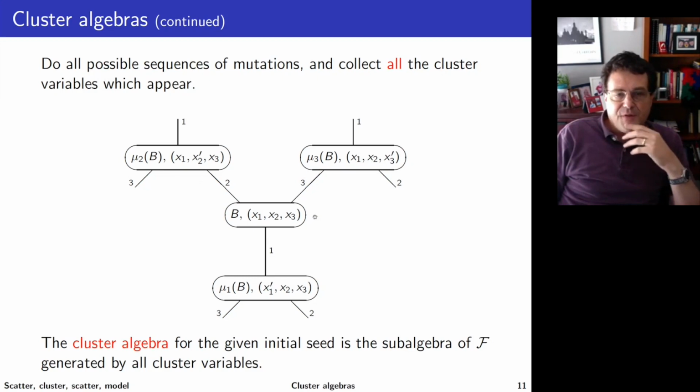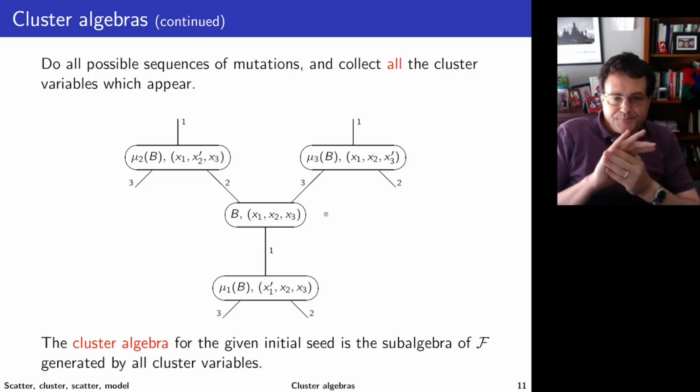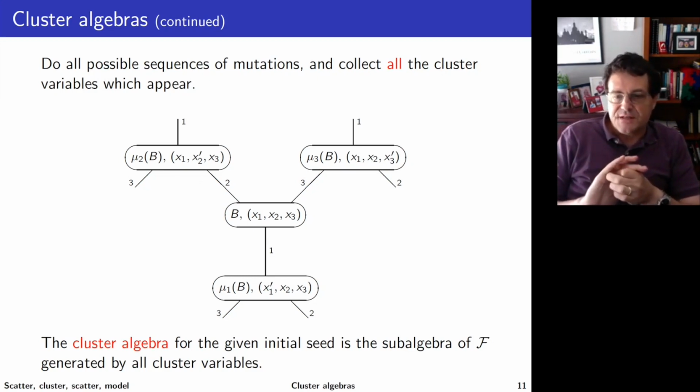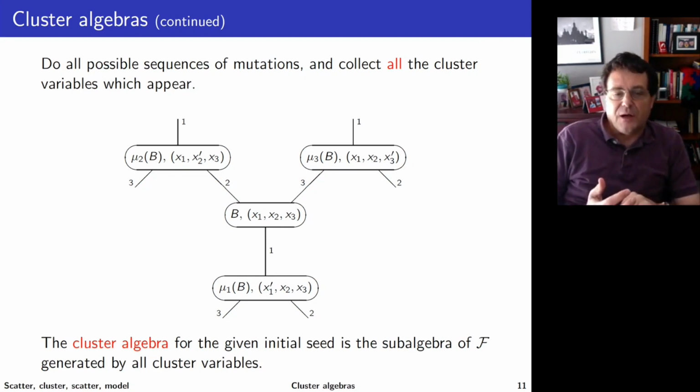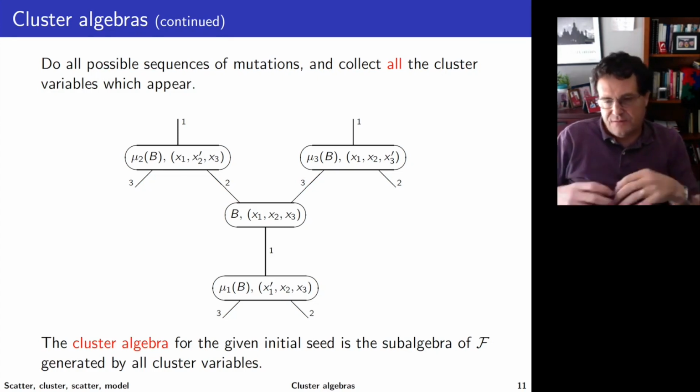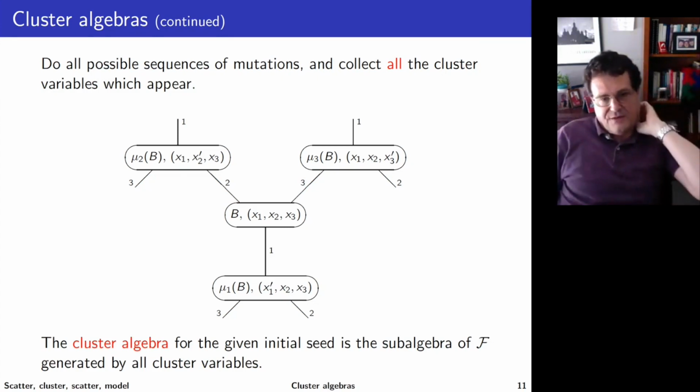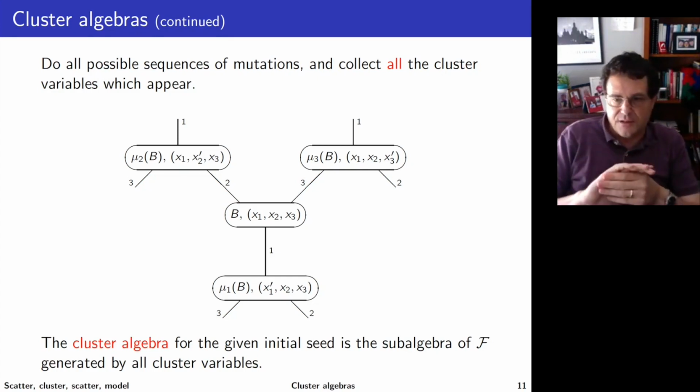or if I mutate in direction 2, etc. The cluster algebra for the given initial seed is the subalgebra of the field of rational functions generated by all cluster variables. And that might seem like a crazy thing to do. You have this infinite branching recursion, and then you take all cluster variables and let them generate a subalgebra, or really a subring of the field of rational functions.